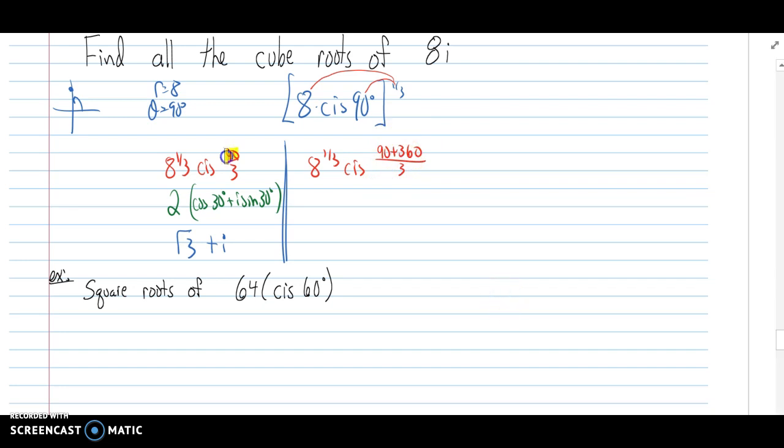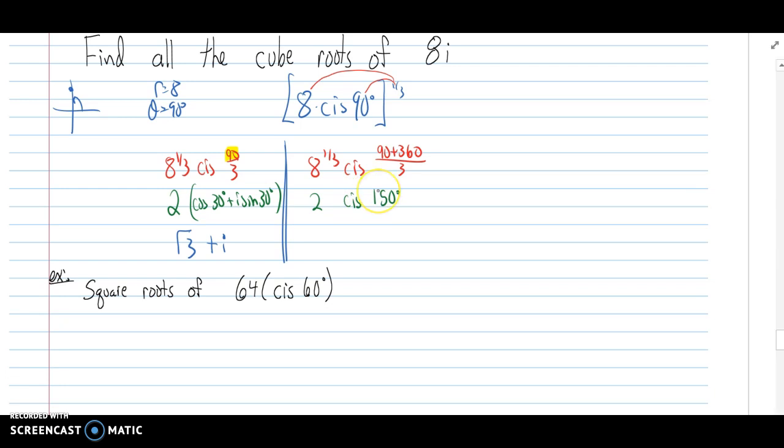We take whatever angle we have and add 360 to it to come up with a second answer. So again, 8 to the 1/3 is 2. 90 plus 360 is 450. 450 divided by 3 is 150 degrees. So it's 2 cis 150 degrees.